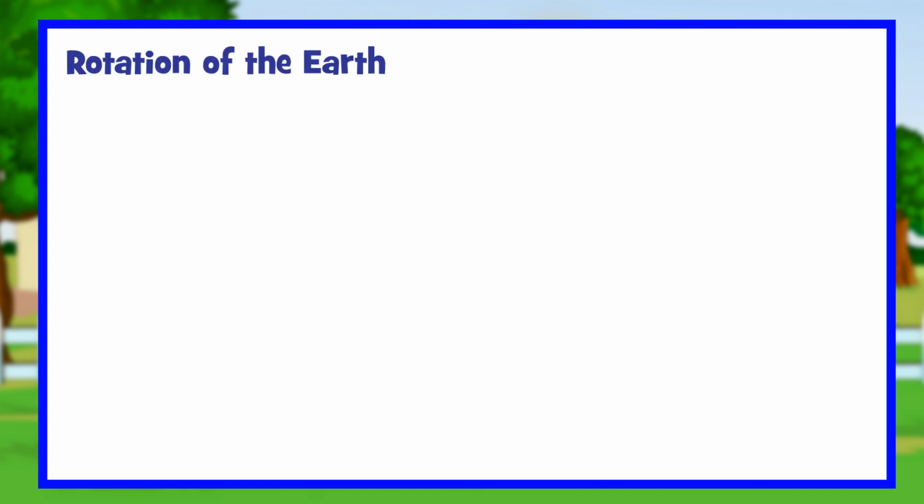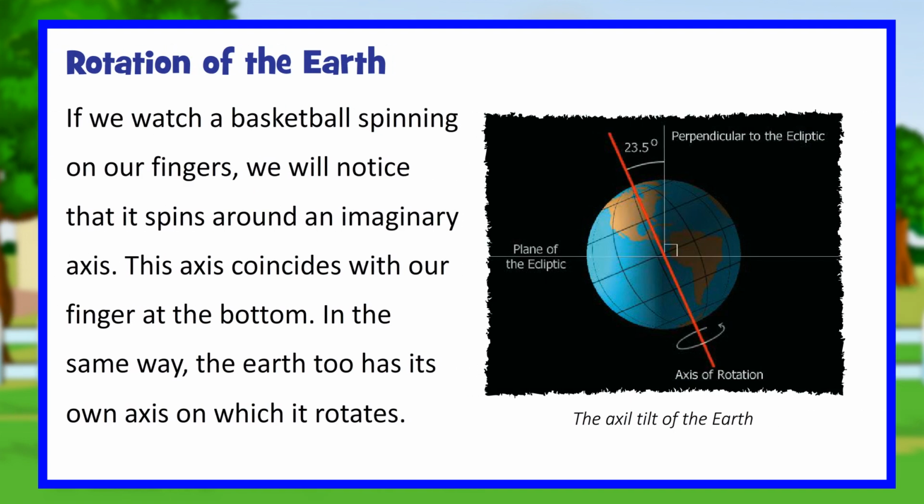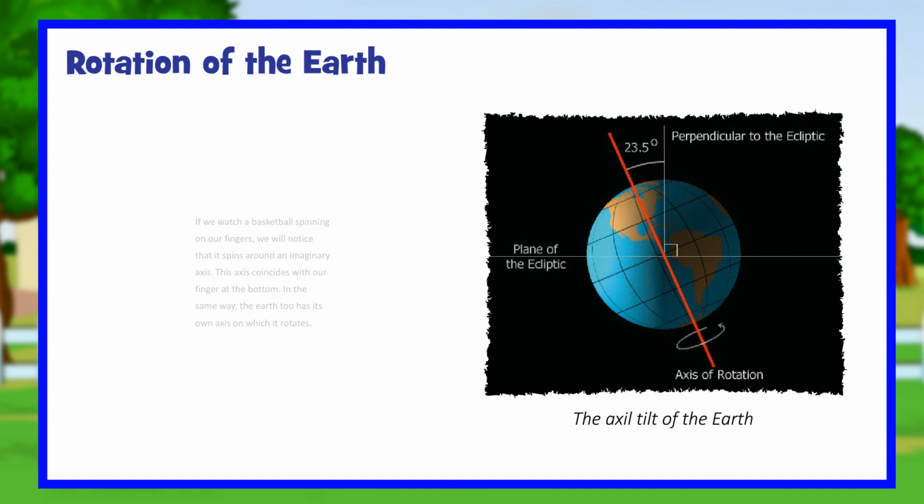Rotation of the Earth. If we watch a basketball spinning on our fingers, we will notice that it spins around an imaginary axis. This axis coincides with our finger at the bottom. In the same way, the Earth too has its own axis on which it rotates.